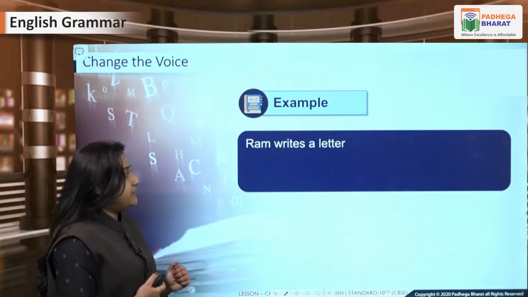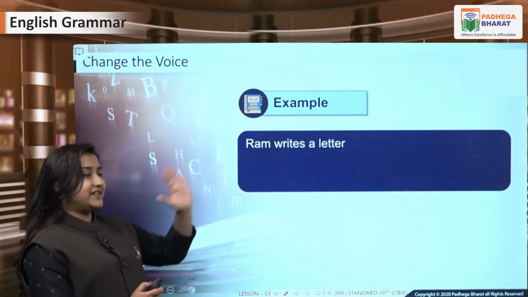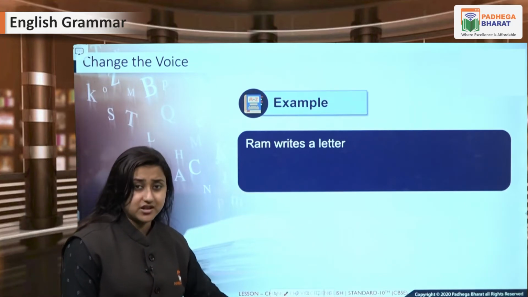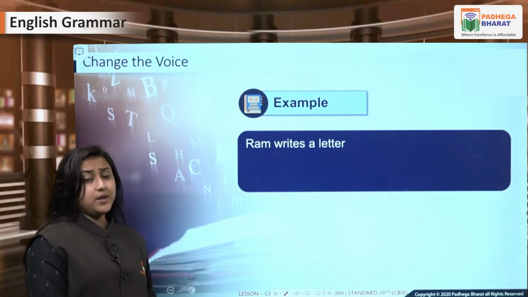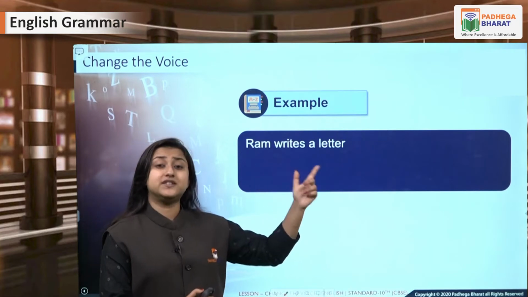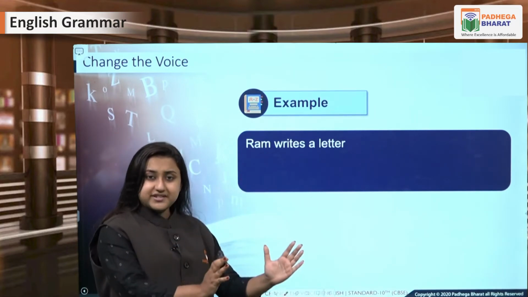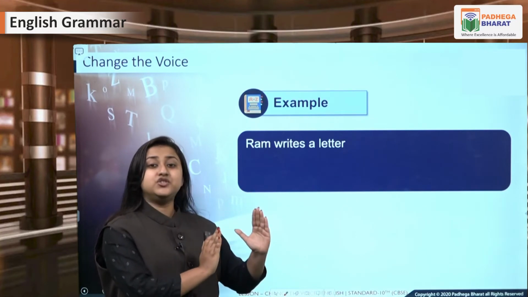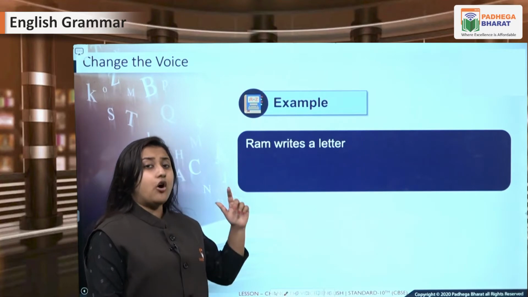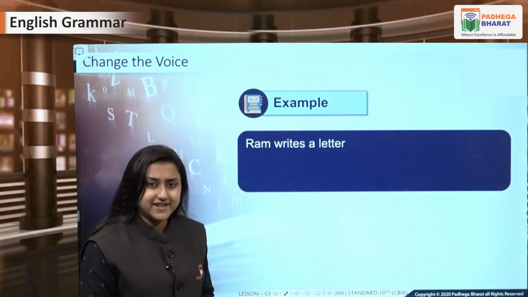Ram writes a letter. How do we know? Now, we already know that this is active, but let's see what are the technicalities of it. How do we identify? First of all, students, you need to identify the subject of the sentence. Now, what is the subject of the sentence? The person or the place or thing that you are talking about. Whom are we talking about over here? Obviously, we are talking about Ram. So, Ram is the subject of the sentence.